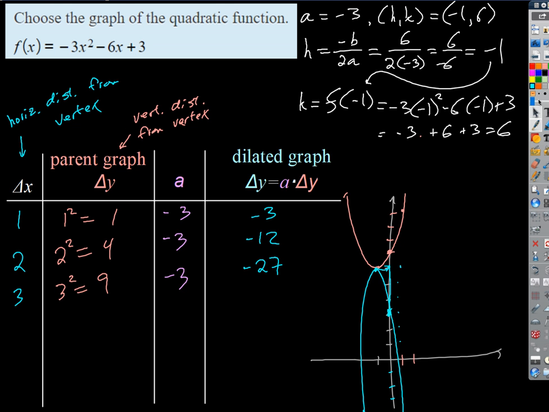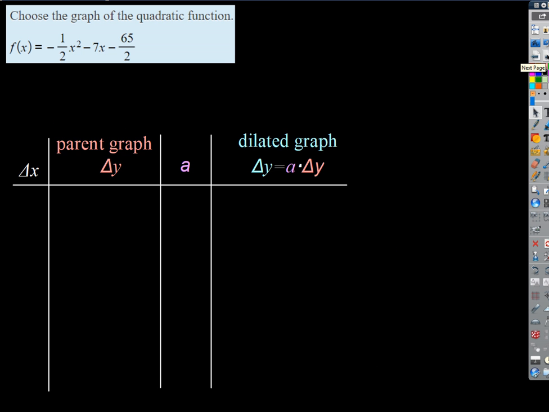Okay, let's do one more of these. How about one like that? Well, what's A, sorry? Negative 1/2. Okay, let's find H and K.